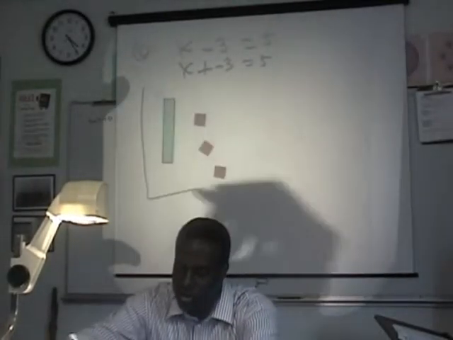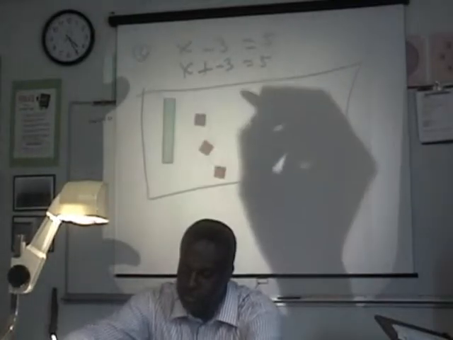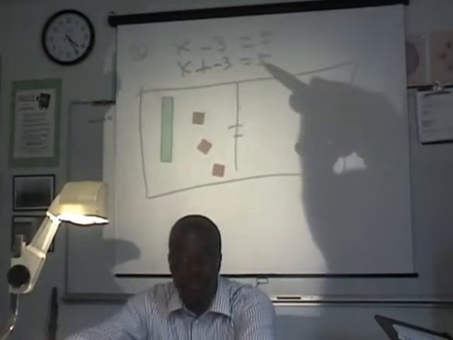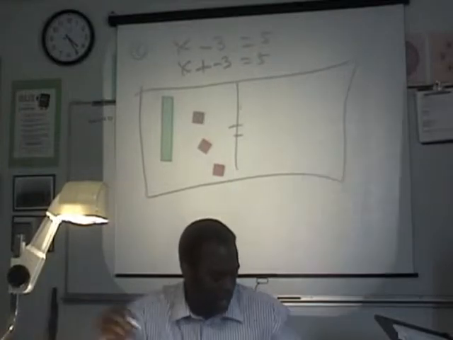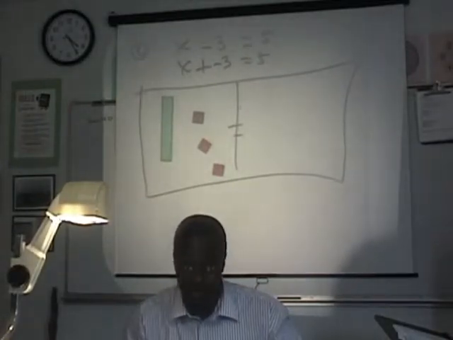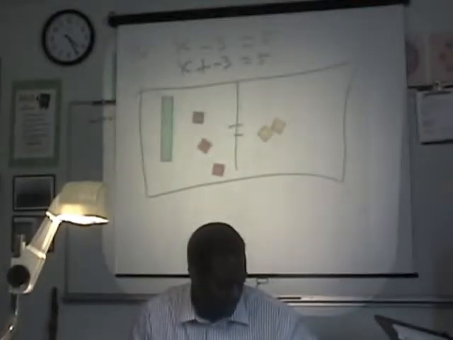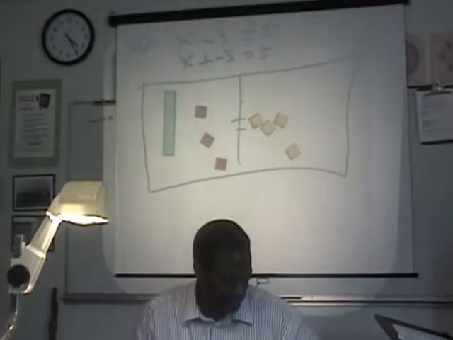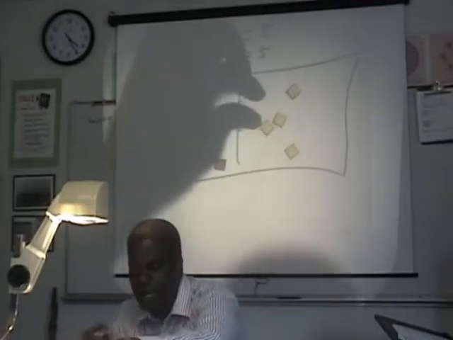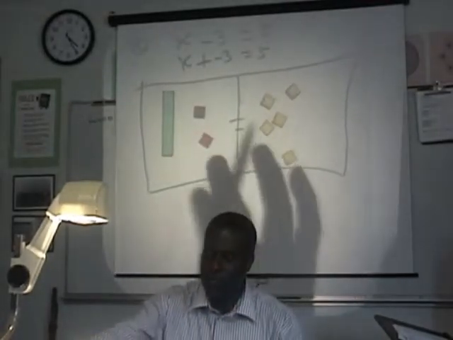Let's go ahead and make our square here. This is our equal sign. Equals positive 5, so now I need 5 yellow. 1, 2, 3, 4, 5. Okay. Now, what must I do?